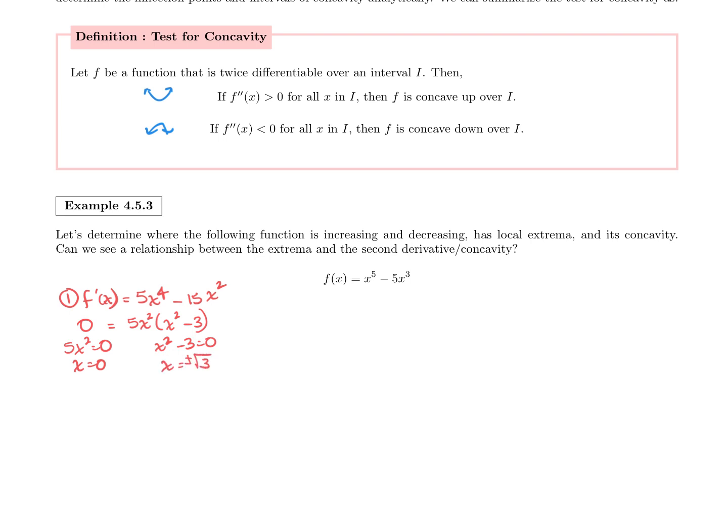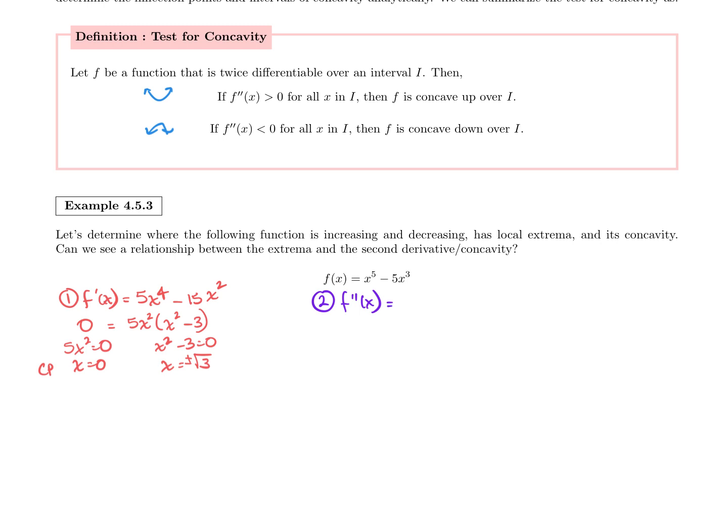So we have 3 possible extrema. So those are our critical points. We also then need to find our second derivative. So let's do that. Well, remember, our second derivative means take the derivative of the first derivative.